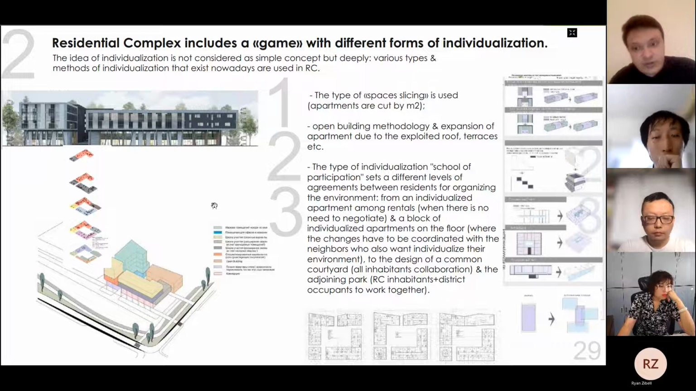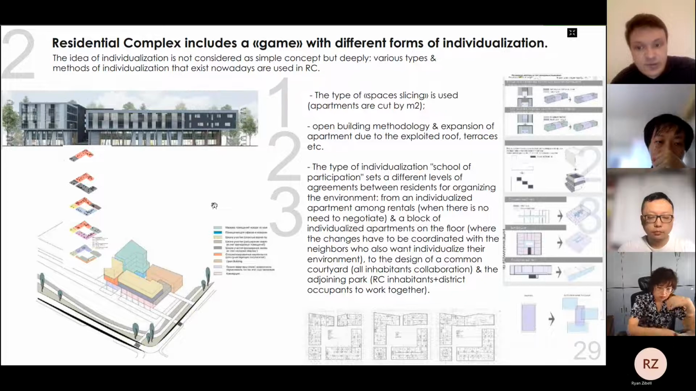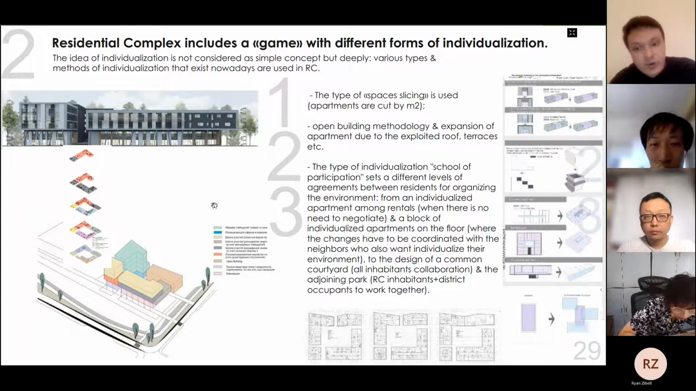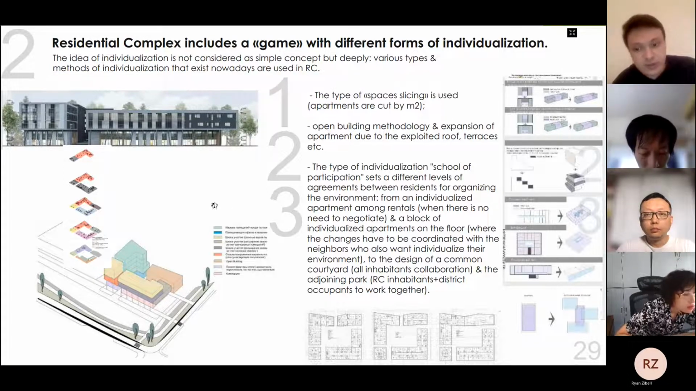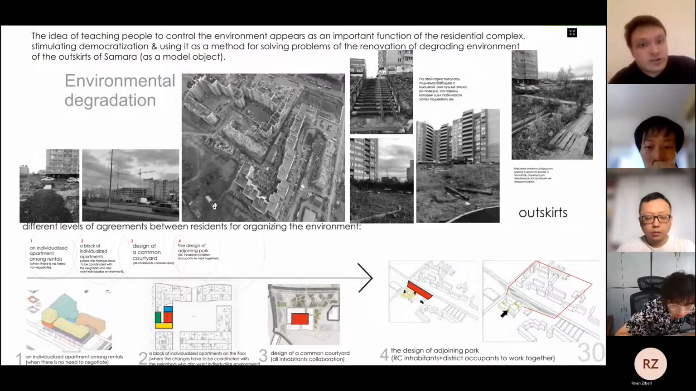The type of individualization is a school of participation, which sets different levels of agreements between residents for organizing the environment: from an individualized apartment among rentals, where there is no need to negotiate, to a block of individualized apartments on the floor, where the changes have to be coordinated with neighbors who also want changes, and to the design of a common courtyard, with collaboration of all inhabitants, and the engineering park, RC inhabitants and district occupants. So the idea of teaching people to control the environment appears as an important function of the residential complex, stimulating democratization and serving as a method for solving problems of the renovation of the degraded environment of one of our cities.